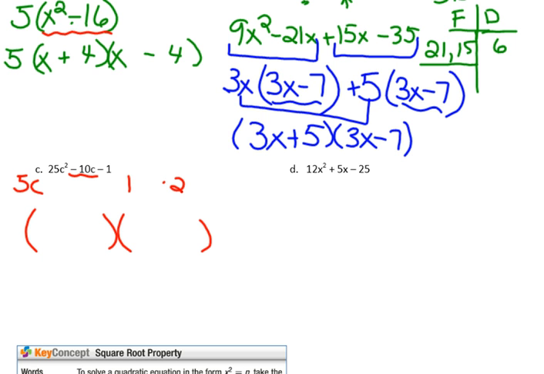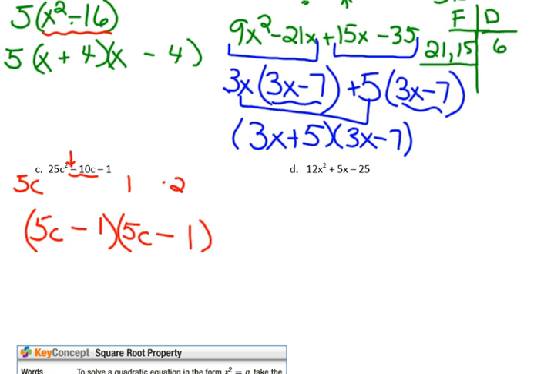So I already did the square root of this one. They each get a 5c. They each get a 1. And because that says subtraction, then they're both going to be a minus. Okay, hopefully that makes sense to you.